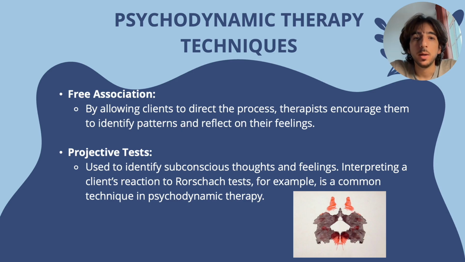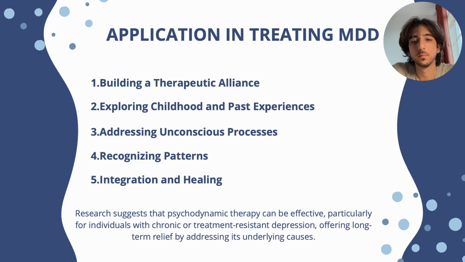And finally, projective techniques such as word association or inkblot tests are also used to identify subconscious thoughts and feelings. Here you can see an example of a Rorschach test. Coming back to treating MDD, psychodynamic therapy is often used in the form of psychodynamic psychotherapy in the following way. Starting with building a therapeutic alliance, the therapist creates a safe, non-judgmental space where patients feel free to express their thoughts and emotions. This trust is crucial for delving into unconscious material.